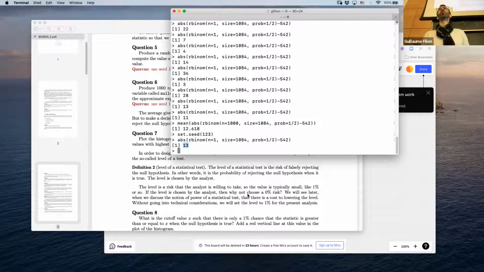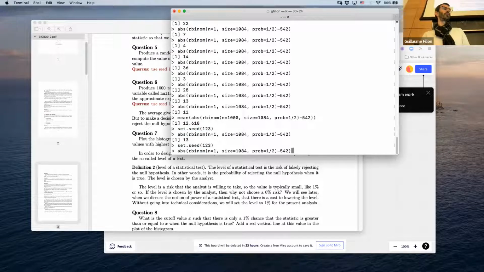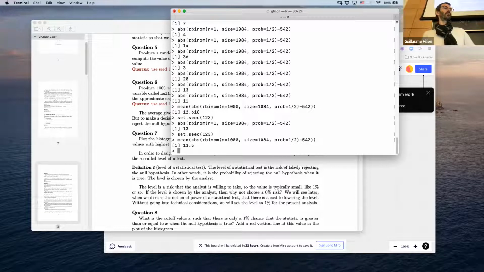Because it happens to be one of the typical numbers of the statistic. You got a deviation of 13 from 542, but that's not the only one. This is just because we have set the seed to 1, 2, 3. Now, set the seed again, and the mean of that thing here is 13.5. Okay? So that's the correct answer here.